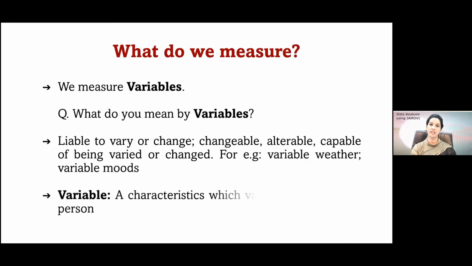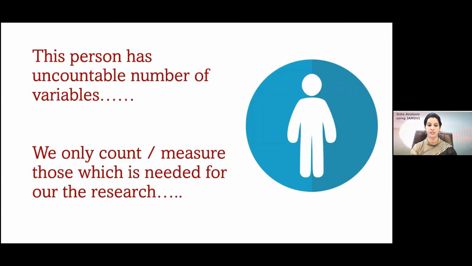And in any study we measure these variables. It is basically a characteristic which varies from one person to another person, and through a sample we want to specify the population value. That's why we do research, because that population parameter is not known. We measure the variable and then we see about the population projection.